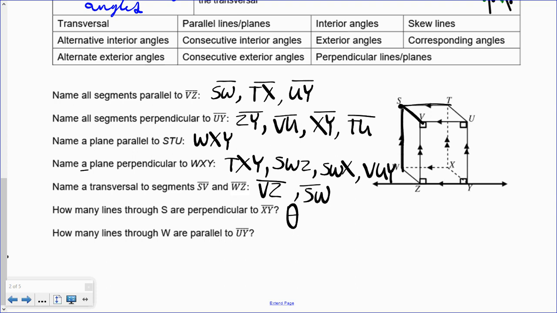All right, how many lines through W are parallel to UV? 1. Just one. And which one is it? WS. Very good. WS or SW doesn't really matter.